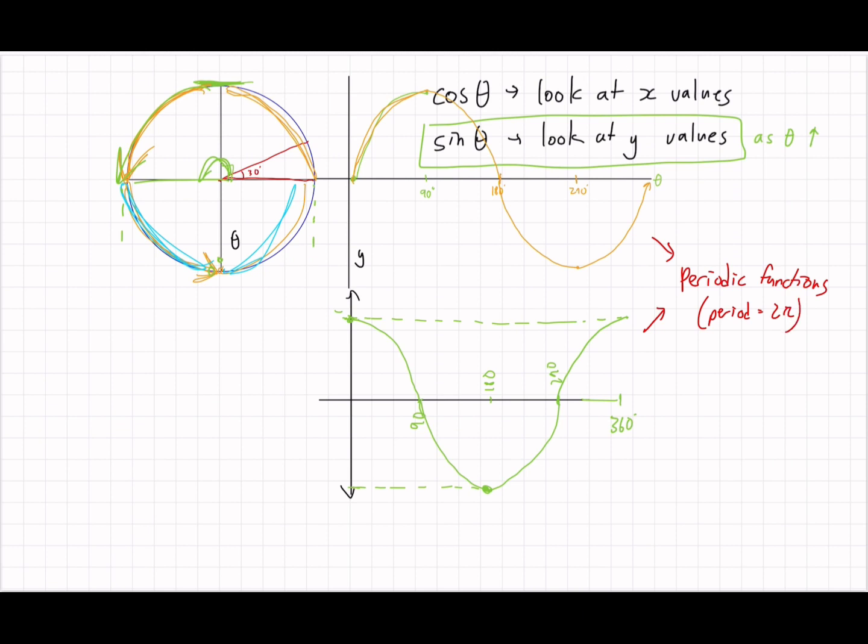And so these graphs were made based on this circle, and that's essentially what the cosine and sine graphs are all about, right? So cosine, we've looked at x values, that's where it came from. Sine, we've looked at y, that's where it came from. And so that's it about the cosine and sine graphs.